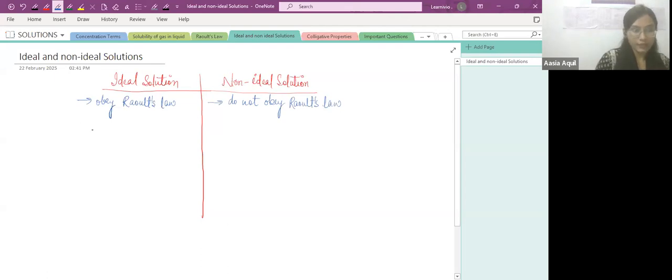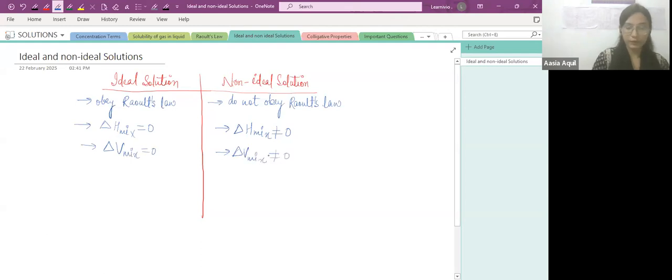Okay, in an ideal solution, the enthalpy change of mixing is zero. But in a non-ideal solution, the enthalpy change of mixing is not equal to zero. In an ideal one, the volume change of mixing is equal to zero, but in a non-ideal one, the volume change of mixing is not equal to zero. Got it?